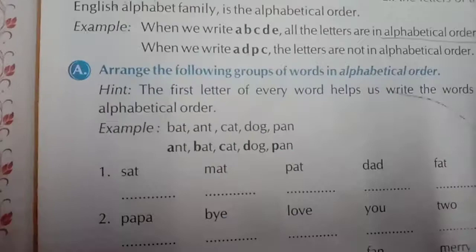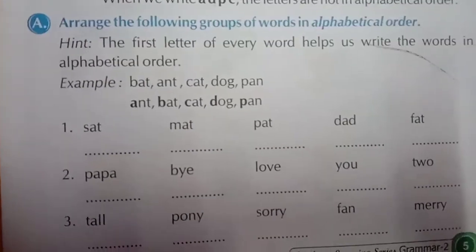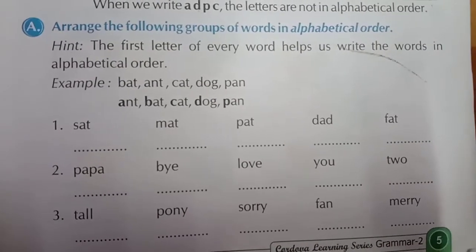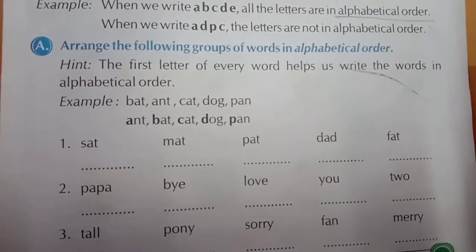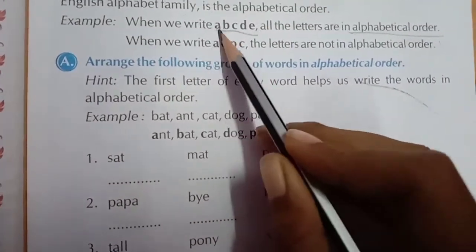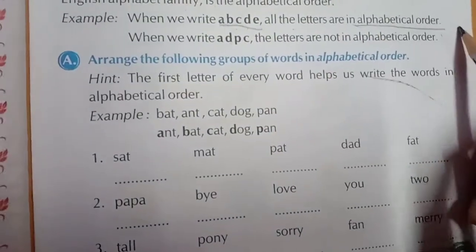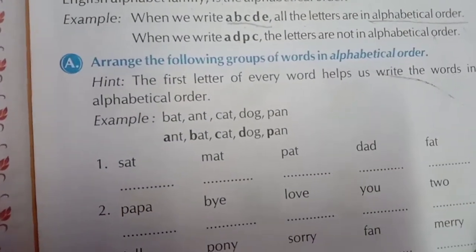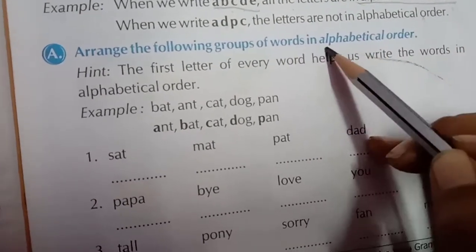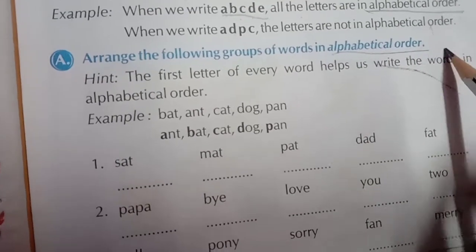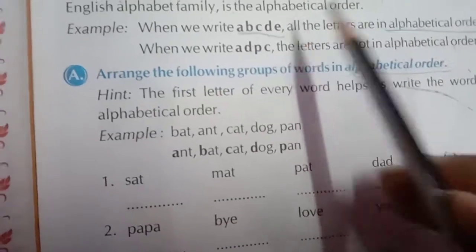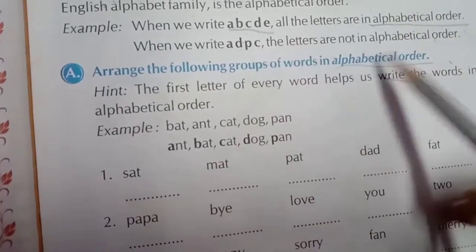So see our first section, first Roman A. Arrange the following group of words in alphabetical order. So what is alphabetical order? We have to arrange the letters in proper order. A, B, C, D, E, F, G, like that. In a proper order. That is called alphabetical order. So here they have asked us to arrange the words. See here letters A, B, C, D are arranged in proper order and that is known as alphabetical order.